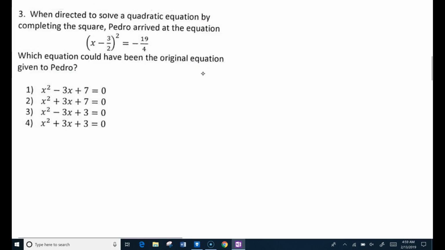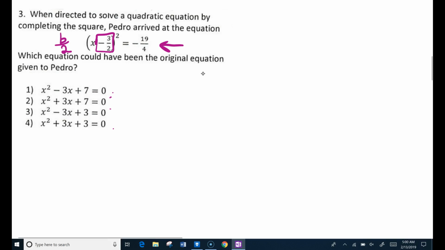Number 3. When directed to solve the quadratic equation by completing the square, Pedro arrived at that equation. Which equation could have been the original equation given to Pedro? So for this one, there's a couple different ways you can approach it. The easiest way would probably be just to complete the square for each of them and get to that step to see which one works. But if you're a little clever, and if you remember from class, that number right there, that negative 3/2, is always going to be the same as whatever b over 2 was.